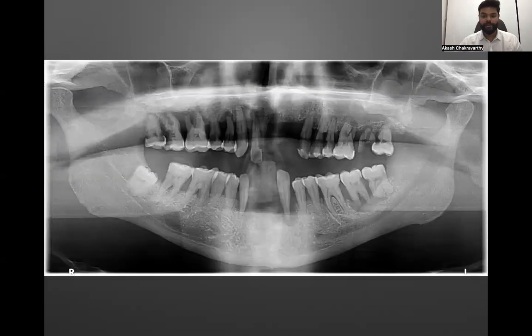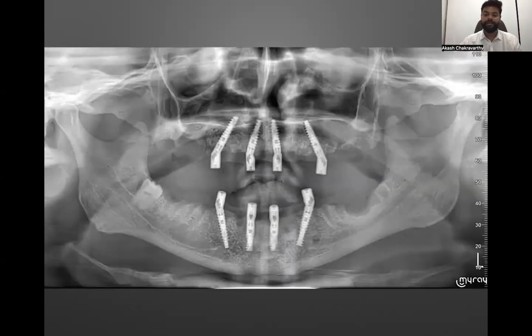So this is another patient. Very poor bone condition. We removed all the teeth. We had done all-on-4 upper and lower. So this is the scenario. This is the outcome immediately after, the long-term temporary placed to the patient.